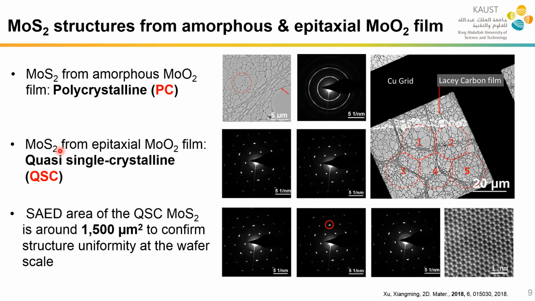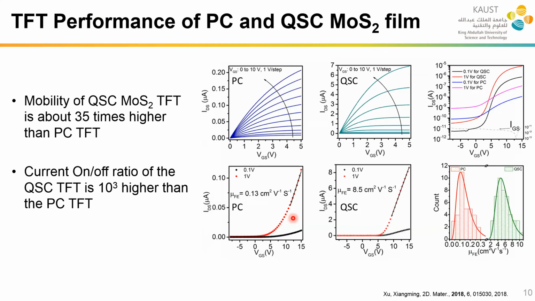If the moly sulfide is from epitaxial moly oxide, the high quality precursor, the moly sulfide is really a quasi-single crystalline structure. We select many different areas, and they are all in the same orientation direction with a single-crystal-like diffraction pattern. Why do we say it's quasi? Because we see the point is not a perfectly round point. It's just an elongated point. So we are thinking maybe some tiny misorientation still exists.